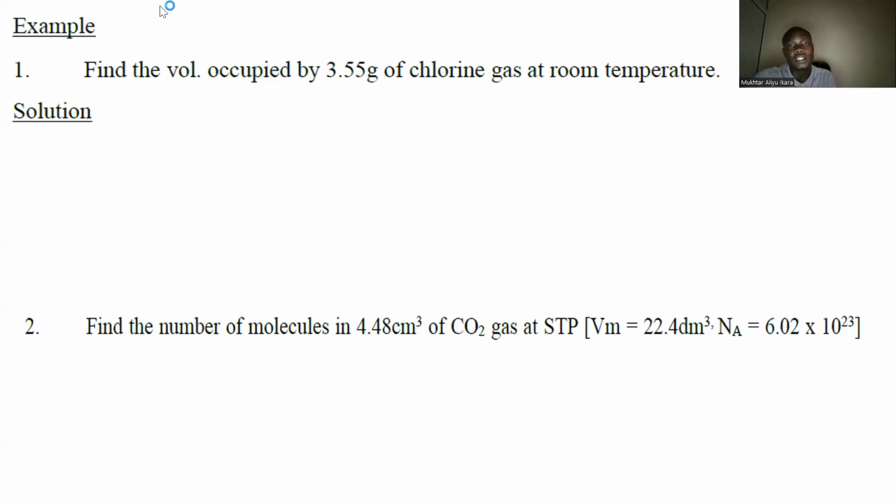So we have another example here. The question says, find the volume occupied by 3.55 gram of chlorine gas at room temperature. This one is also simple. When you say chlorine gas, it means two atoms of chlorine. And remember, chlorine is diatomic. It's always coming as diatomic. So we are now going to say 2 times the molar mass of chlorine, which is 35.5. So 2 times 35.5, we have 71 gram per mole.